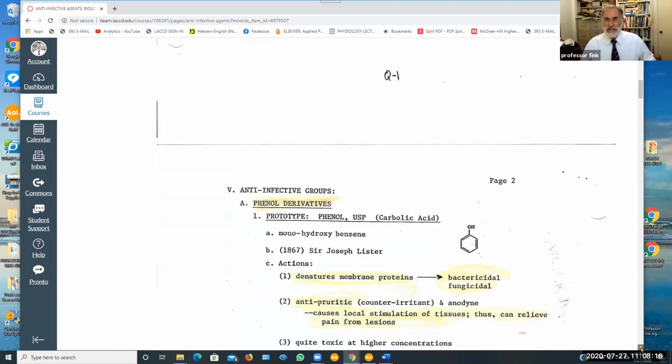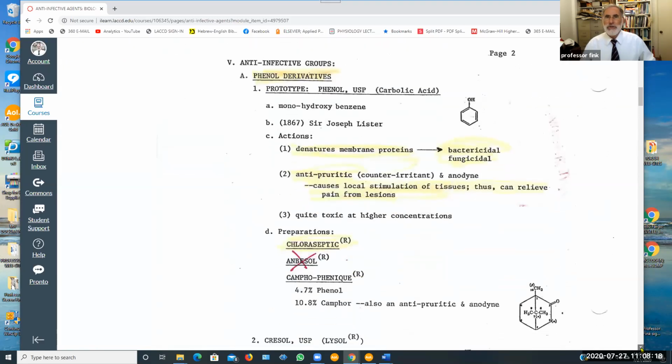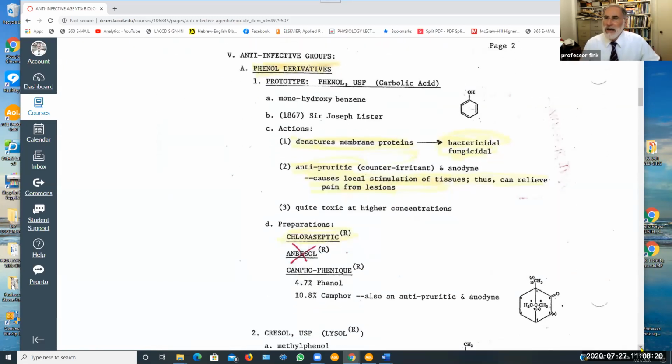Okay, moving on, page 2 or Q2. So we want to identify a few classes of these antiseptics. And the first class we're going to mention are called the phenols or phenyl derivatives. And the prototypical example is phenol. It also is known as carbolic acid. It was made famous by Joseph Lister, after whom Listerine is named.